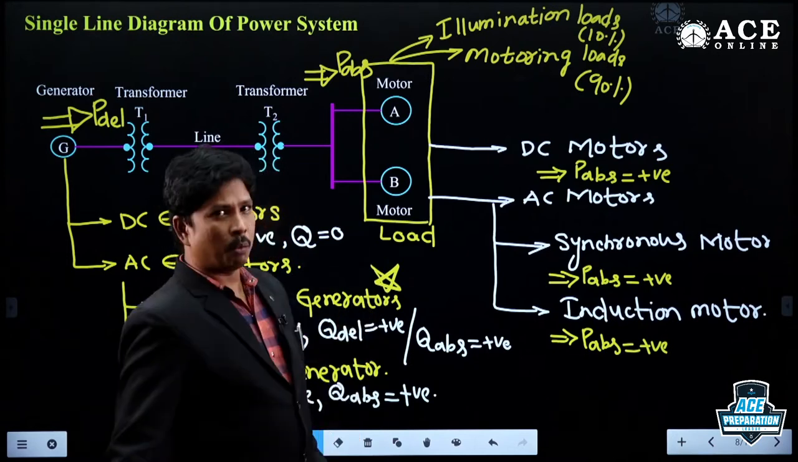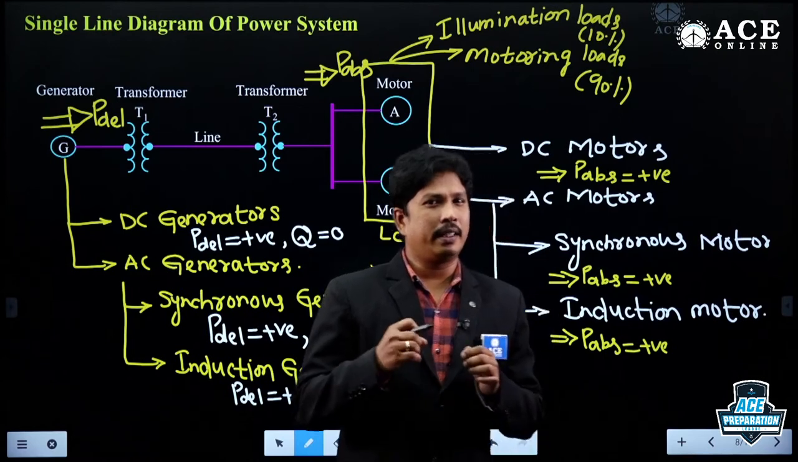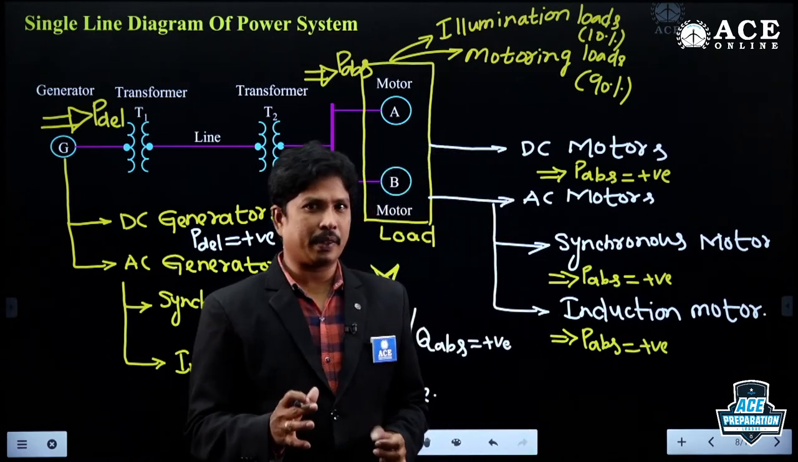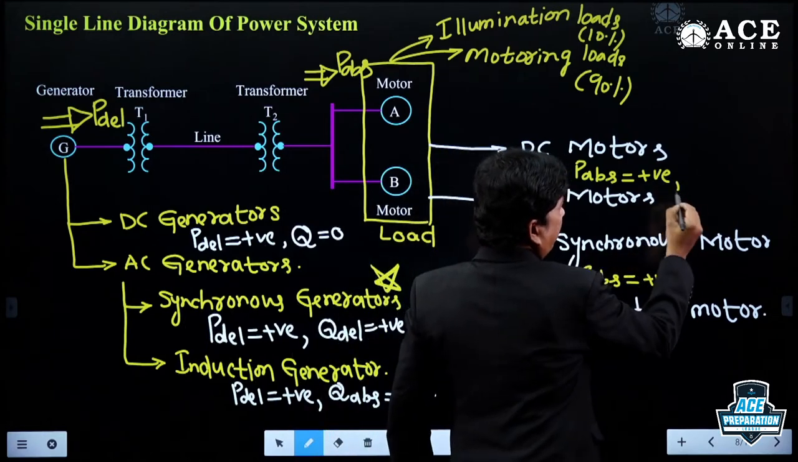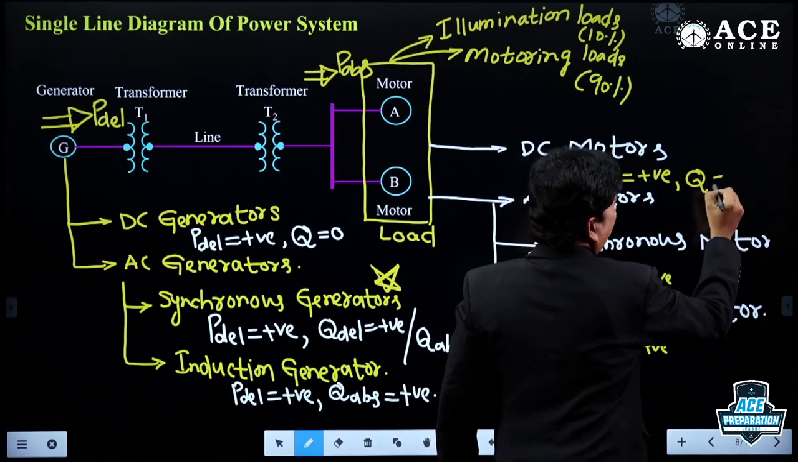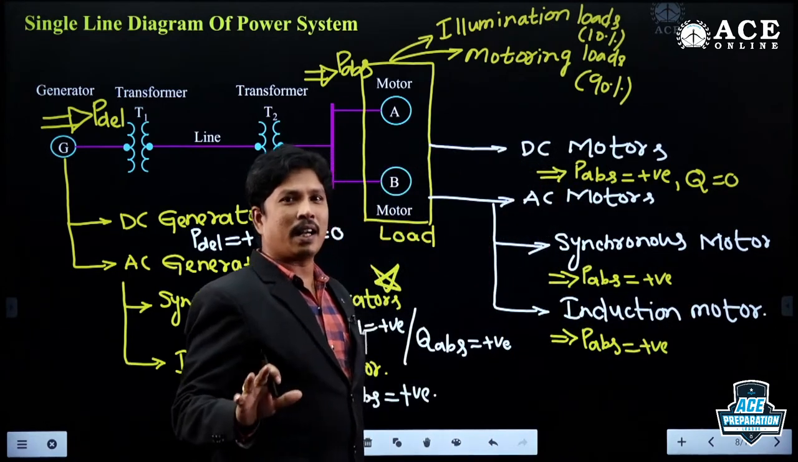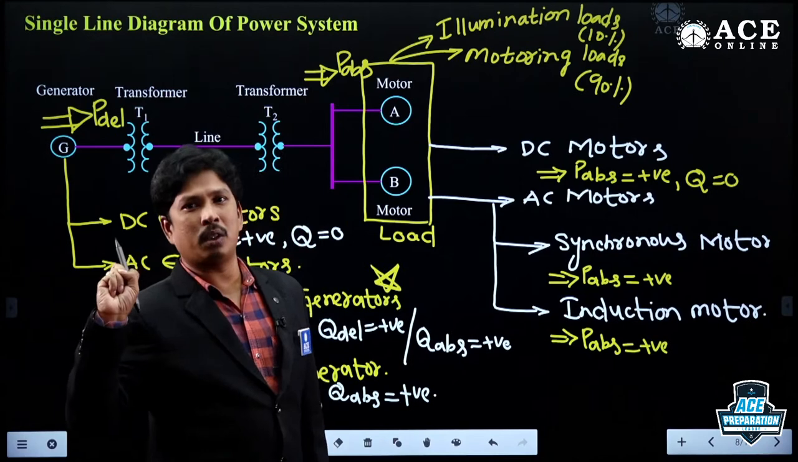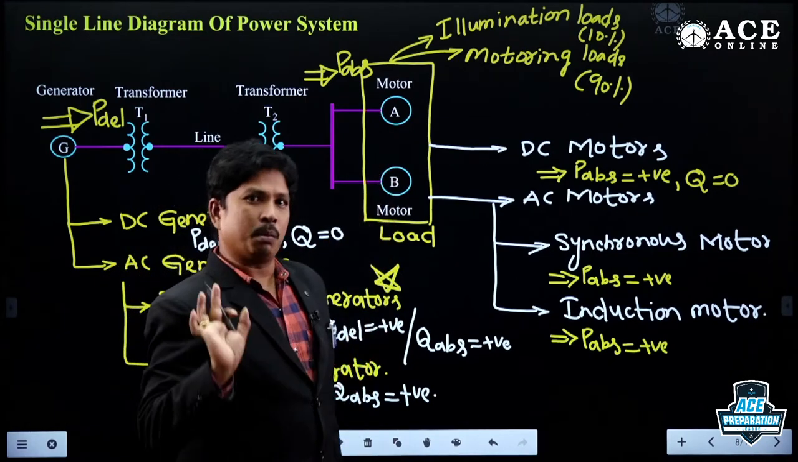Coming to the DC motors, the DC motors are unable to absorb or deliver any amount of reactive power. So, in terms of reactive power, it is equivalent to zero; it is unable to deliver or absorb any amount of reactive power. We know about that one. Why? Because it's a direct current motor.